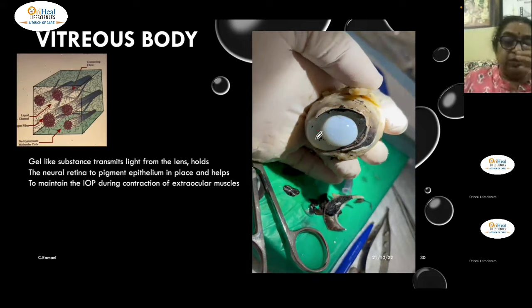So that means the vitreous also has an important role to play in the attachment of the retina to the choroid.